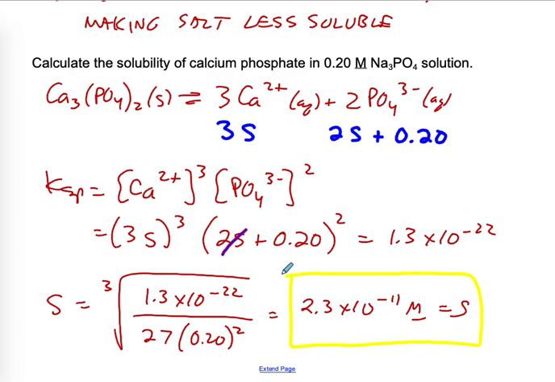So yes, the common ion effect applies just as importantly in equilibria involving the dissolution and dissociation of ionic compounds as it does in acid-base equilibria.